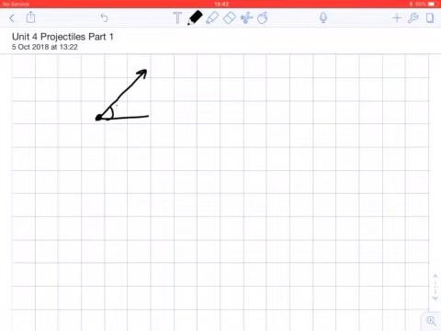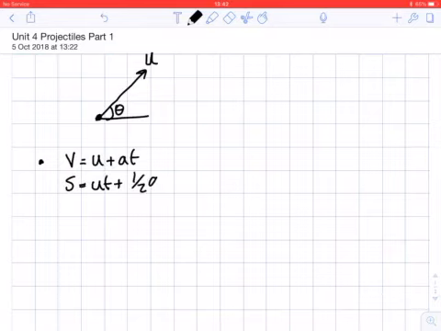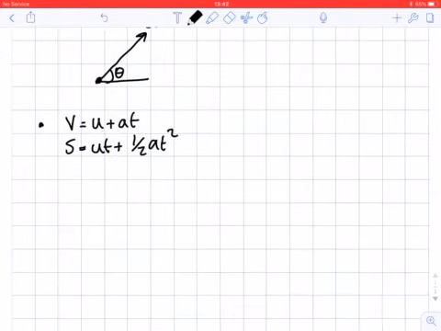Usually we denote the angle to the horizontal as theta in this case, and an initial projection would be given as a speed of u. The two key CVAT equations that you'll probably need to recall from previous learning are v equals u plus at and s equals ut plus a half at squared. These will be used for derivations and also calculating component distances and speeds.